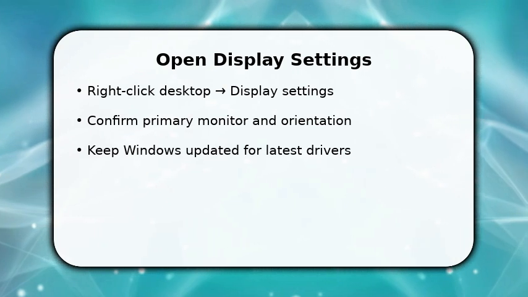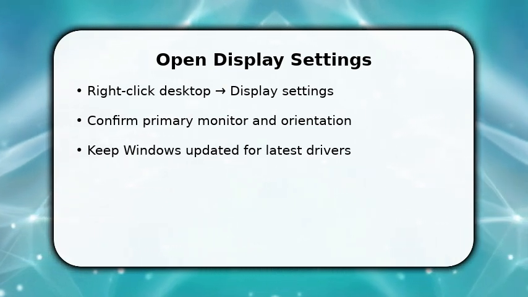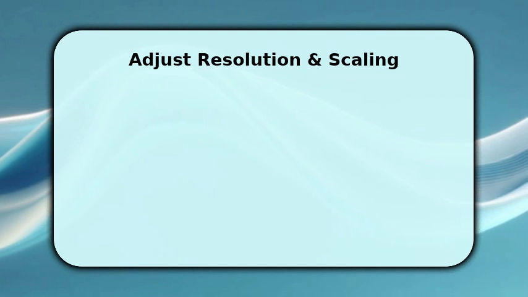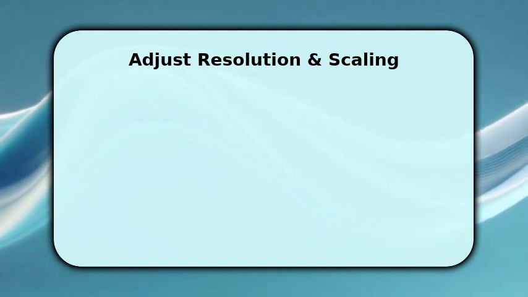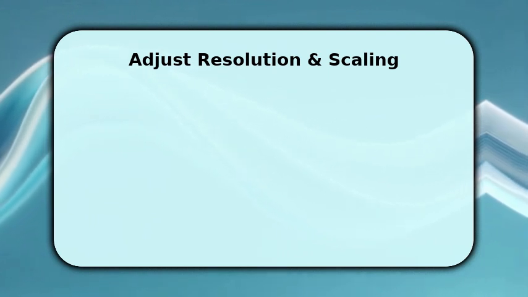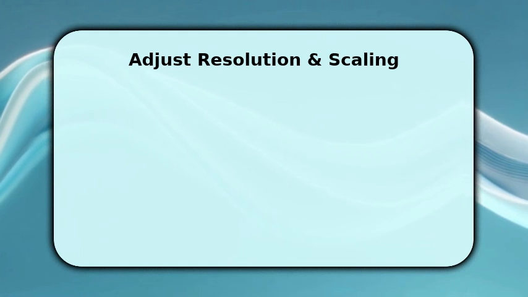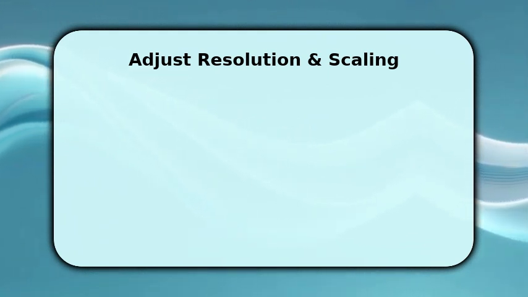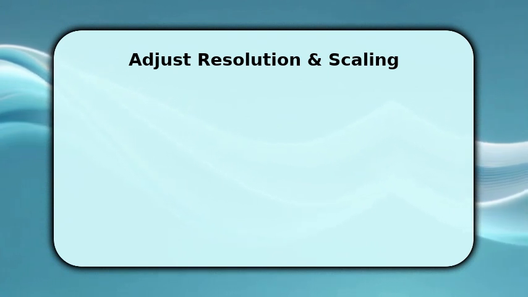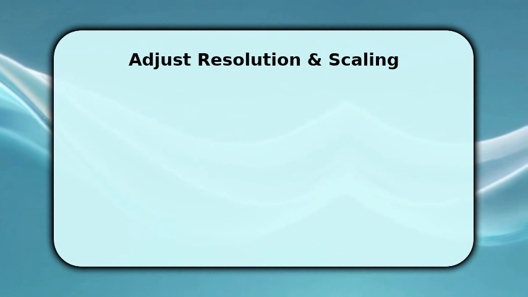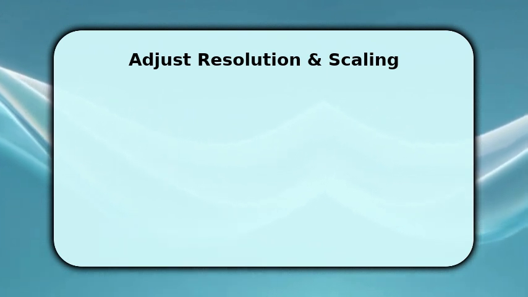You now change resolution and scaling to match each monitor. Select a display, pick the recommended resolution for best clarity, and then set scale to 100%, 125%, or 150% depending on text size. Once done, click Advanced Display Settings to verify the refresh rate. Higher values reduce motion blur for games and videos. If text or icons look blurry after scaling, try signing out and back in, or adjust scale.